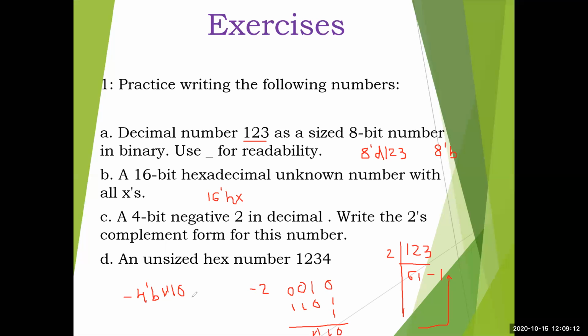Okay, so if my answer is wrong, you can come to know from the next slide. So you can check with your basics. Okay, next, an unsized hex number 1 2 3 4. Unsized, that means size is not there, so directly start with apostrophe h, hex number, and just write the number 1 2 3 4.